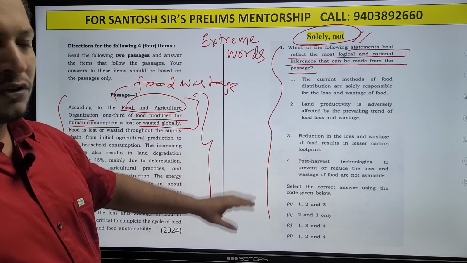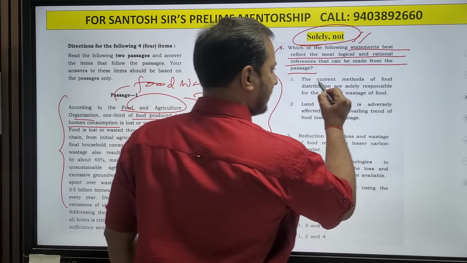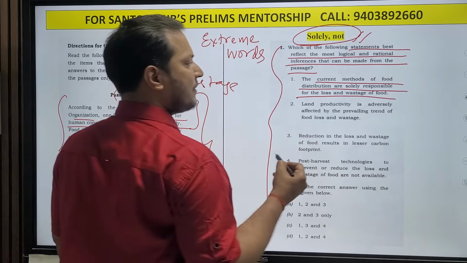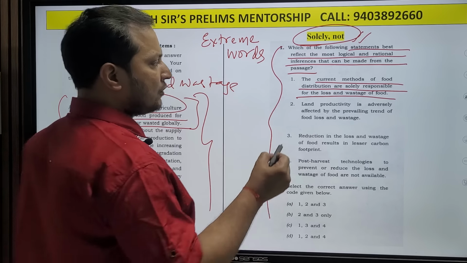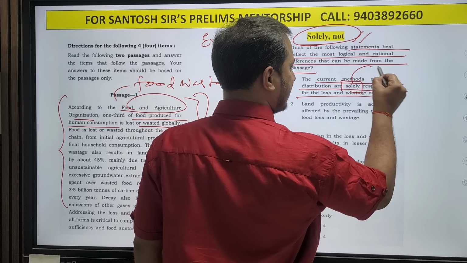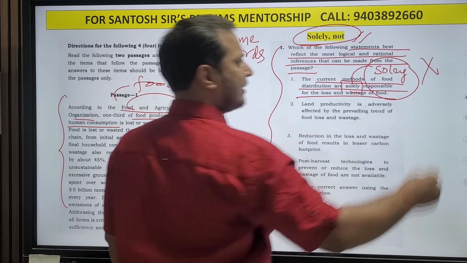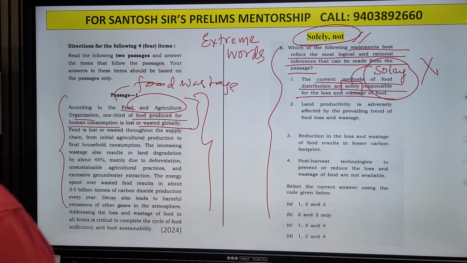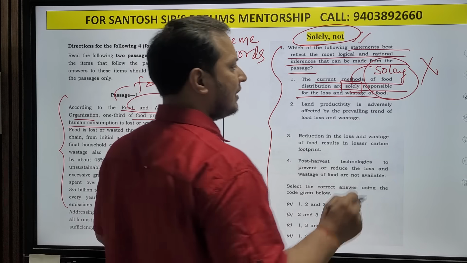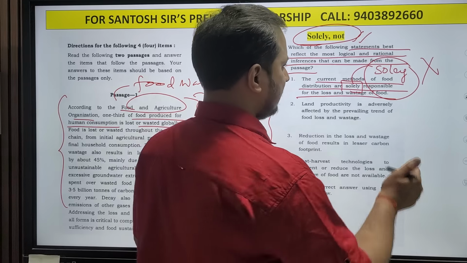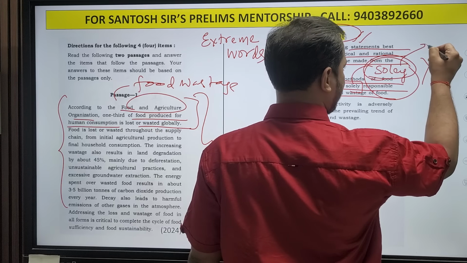Okay, they have given you 4 statements. Let us read the first statement. The current methods of food distribution are solely responsible for loss and wastage of food. Here you can see the word solely. Take note of it. Whenever you come across the word solely, that will be an incorrect statement, because solely is an extreme word. Guys, this word solely has been used in the last 15 years at least, more than 20-30 times. I'm telling you, solely. Please take note of it. This is a really important word.